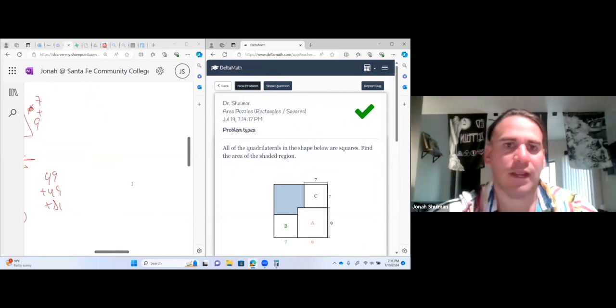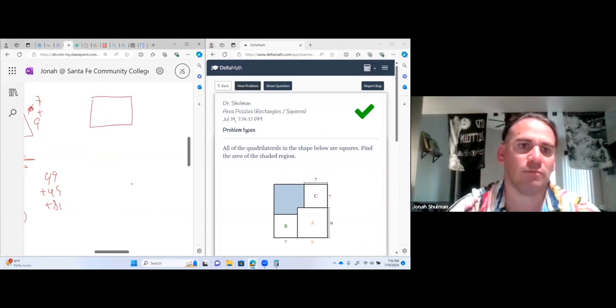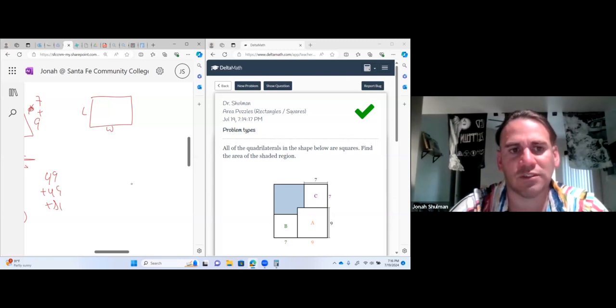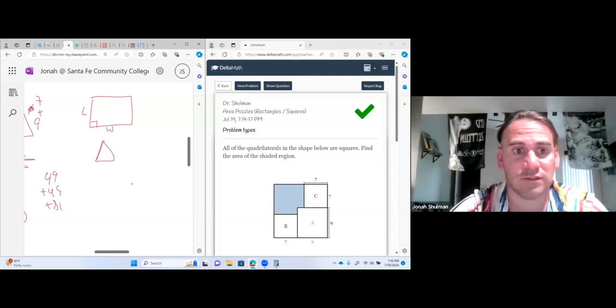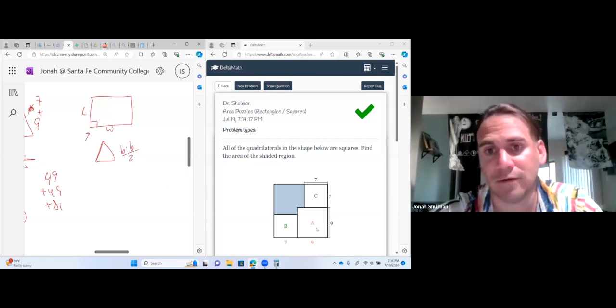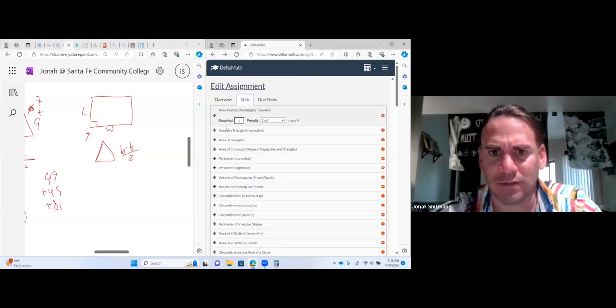So basically for any area of a box, it's always going to be length times width or base times height. So as long as it makes the right angle, you'll always have it. If it's a triangle, it's like half of this, so it's going to be base times height divided by 2. But basically for any area, you always just want to look for a right angle. Let's see what else we got.